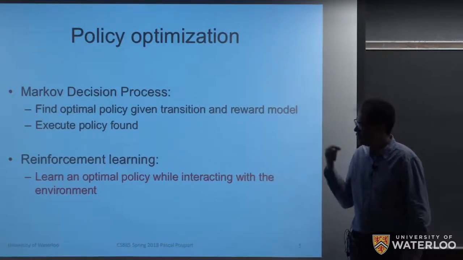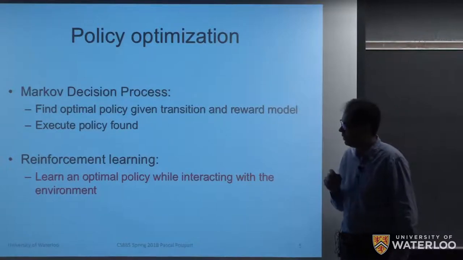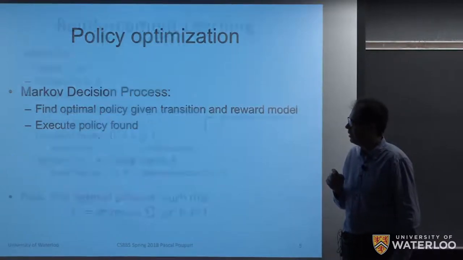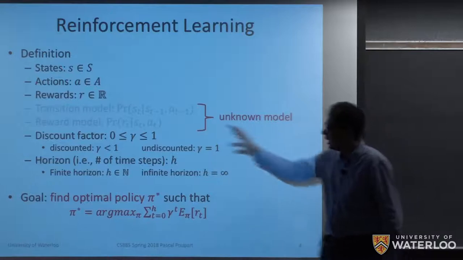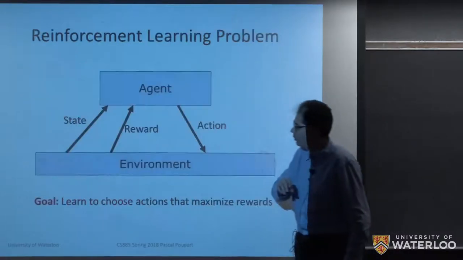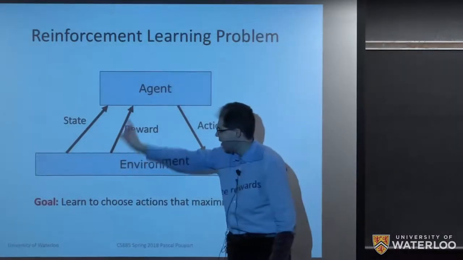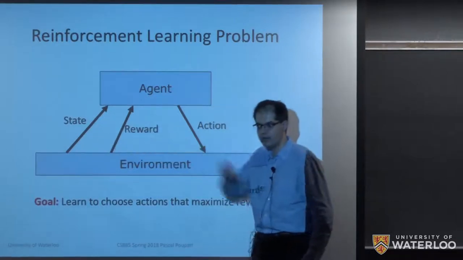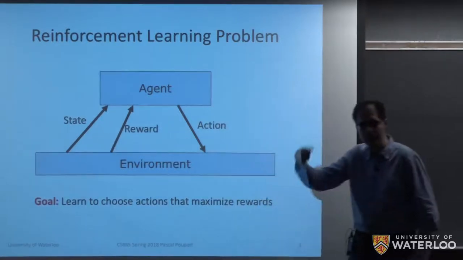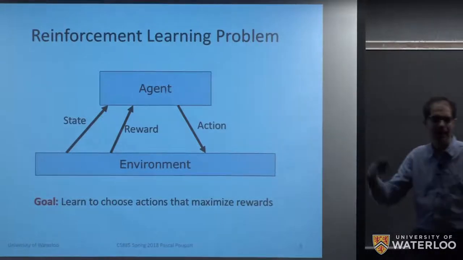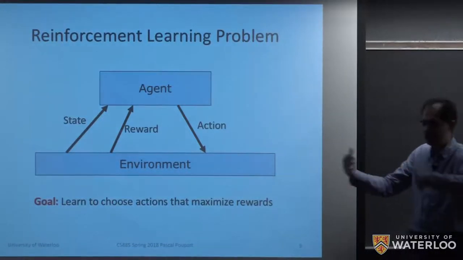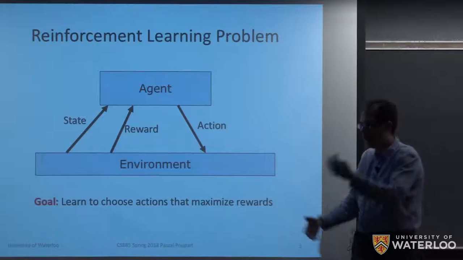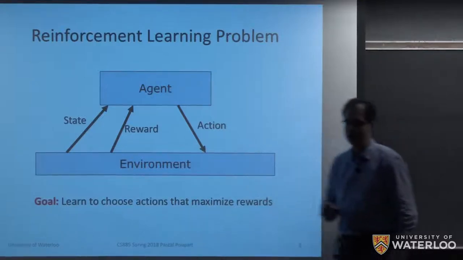So that's the intuition, that even though we don't know the models, here we're going to have samples of those that come from the fact that at every step we observe a state and we observe a reward. And those samples give us some information, and that information is going to be sufficient in the long run to allow us to find a good policy.